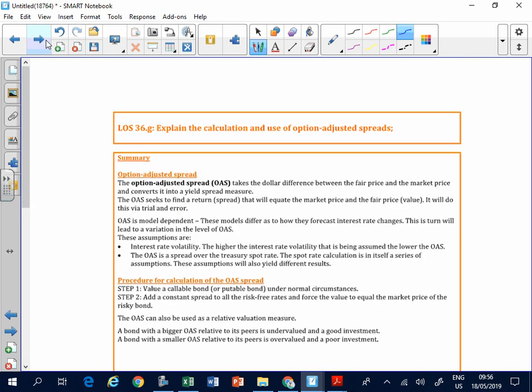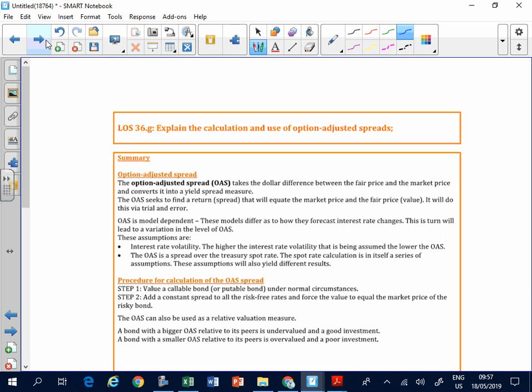Okay, option adjusted spread. What is this? Right, so remember the zero volatility spread? The definition was zero volatility, and how do I calculate it? I can simply use the DCF model. Okay, the option adjusted spread, the definition is the same.